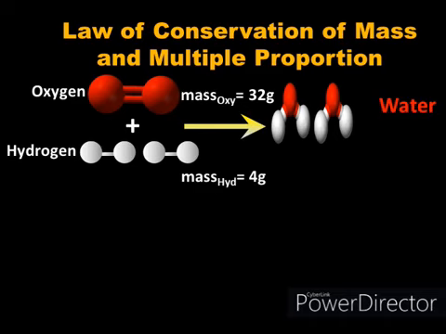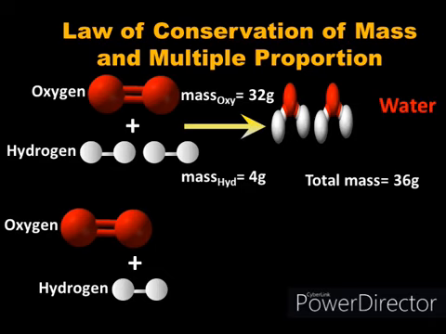So initially the mass of the oxygen and hydrogen, when combined, is 36, and the total mass after forming the two molecules of water will be 36. So this is called the conservation of mass. The initial mass of oxygen and hydrogen when they combine, 36, is equal to the final mass when they form water, and it is 36 grams.